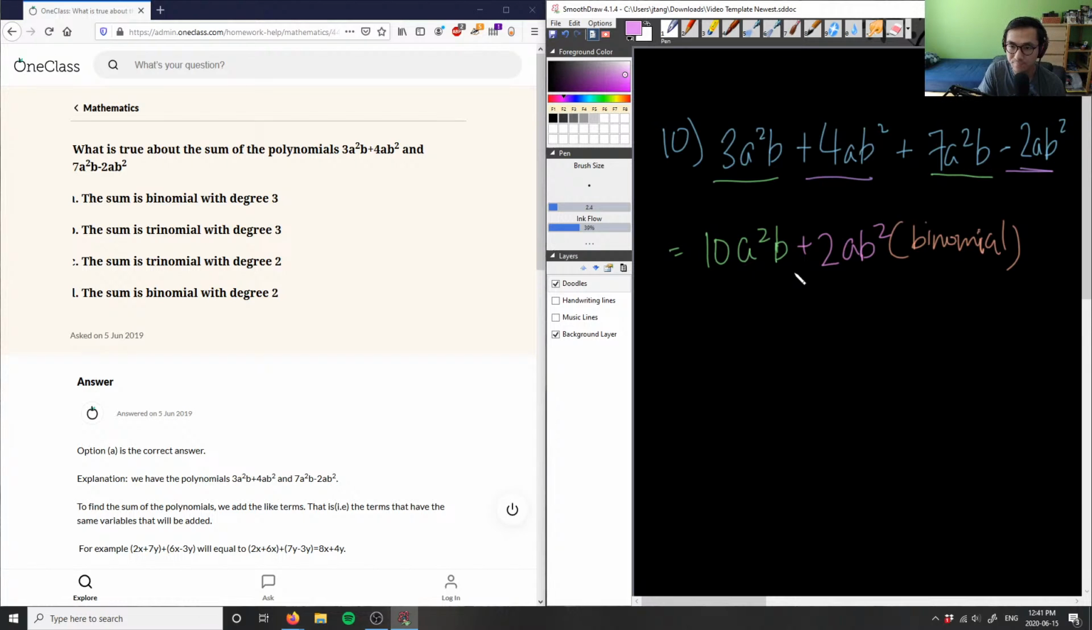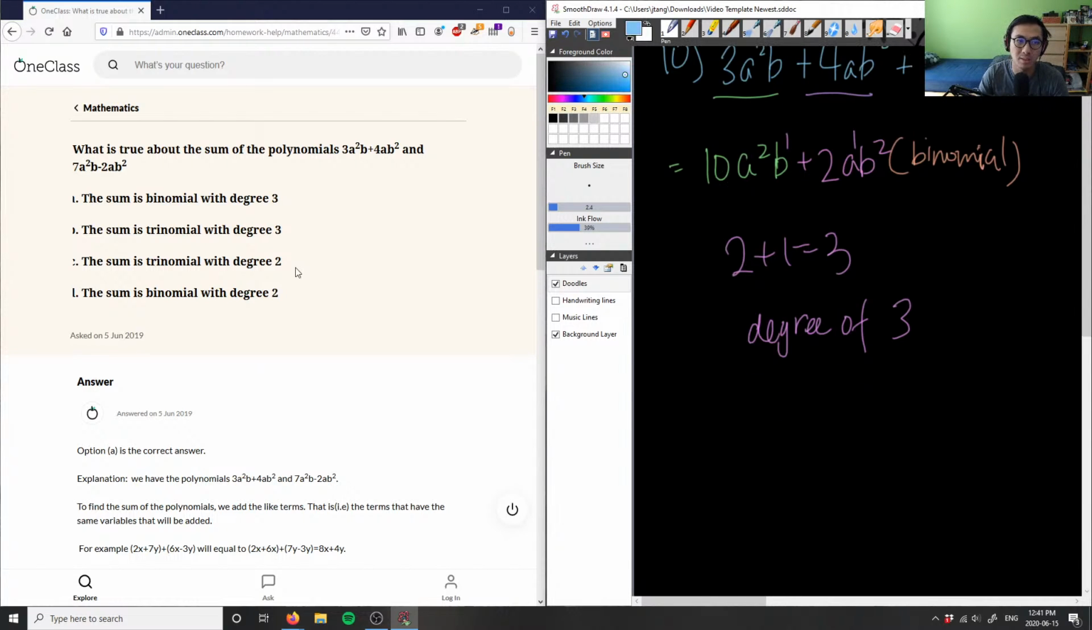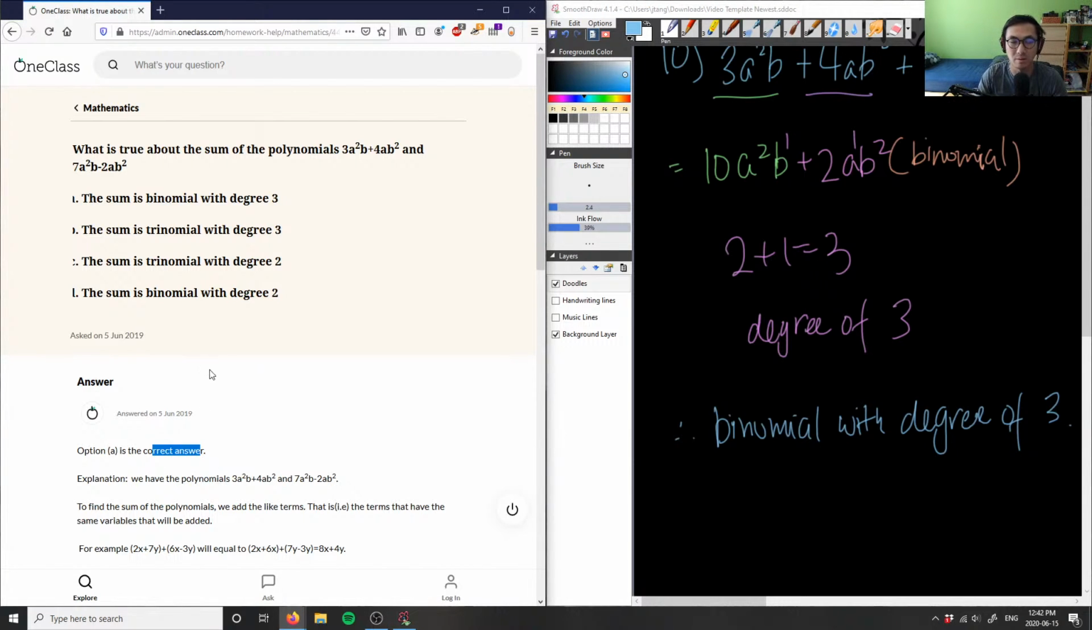So if I sum these exponents, remember I have an imaginary 1 and an imaginary 1. I have 10 here, which has no exponent. A squared has an exponent of 2, and b to the power of 1 has an exponent of 1. So simply 2 plus 1 is equal to 3. So I have a degree of 3, which means our solution must be A, right? Because we have a binomial with a degree of 3. So option A is the correct answer. So the solution here is correct.